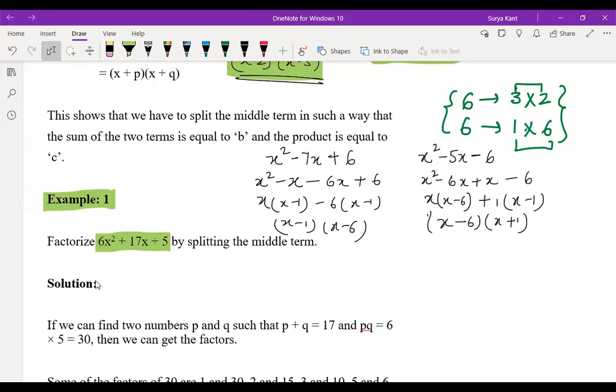Okay. Sir, one doubt. Before, you did it as... sir, here you did wrong, I think. Which question, Sai Charan? The previous question, sir. X square minus 5x minus 6. What is wrong? You tell me, as per you, what is wrong here. You have written it as x into x minus 6 plus 1 into x minus 1.